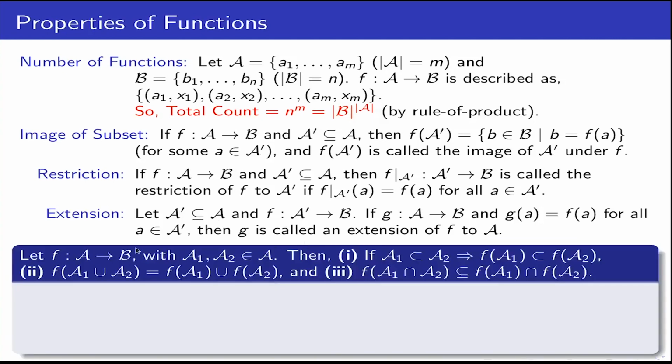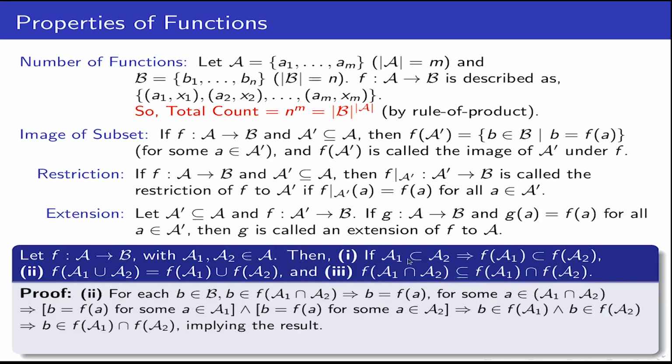With this definition, we have the first few theorems. Let f be a function from A to B, where there are two subsets. This is not "belongs to", this will be a subset equal to. This sign is wrong, please note it. This is subset equal to A, so these two are subsets of A. Then we have, if A1 is a subset of A2, it implies f(A1) is a subset of f(A2). Also f(A1 union A2) should be equal to f(A1) union f(A2), and f(A1 intersection A2) is a subset of f(A1) intersection f(A2). So remember, this is a subset.